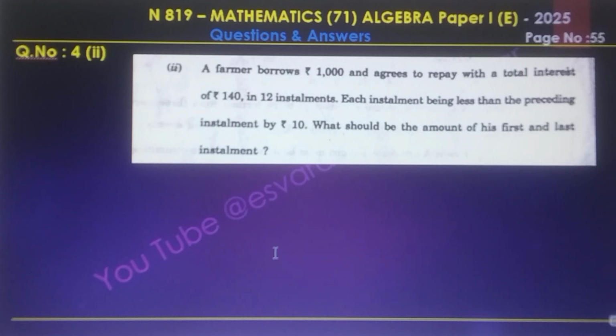Then question 4-2: a farmer borrows rupees thousands and agrees to repay with a total interest of rupees 140 in 12 installments, each installment being less than the preceding installment by rupees 10. What should be the amount of his first and last installment?